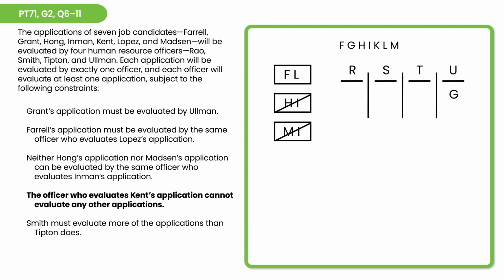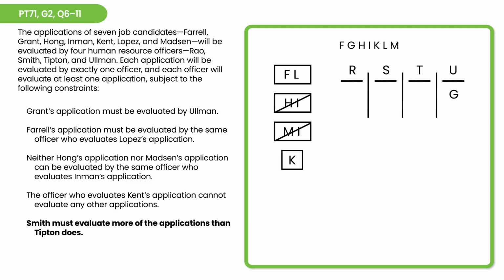The fourth rule tells us that the officer who evaluates K's application cannot evaluate any other applications. So wherever K goes, it's going to be the only one going there by itself. And finally, the fifth rule tells us that S must evaluate more of the applications than T. So in terms of how many applications go to each officer, more need to go to S than go to T. We can notate that as S is greater than T, but I think we're going to need to come back to that rule in order to truly see the real impact there.